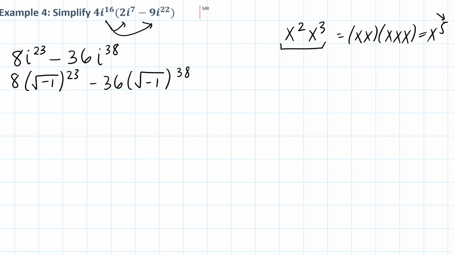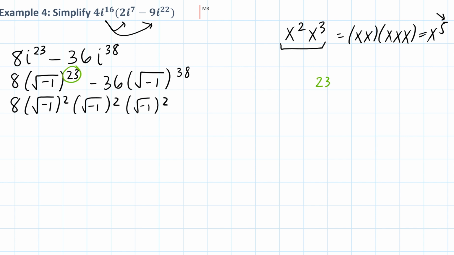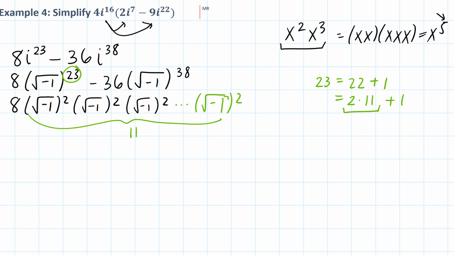Well, the square root of negative 1 was easy to deal with when we had pairs. So we can think about this as 8 times the square root of negative 1 squared times the square root of negative 1 squared times the square root of negative 1 squared. Okay, I'm thinking about this number 23. 23 is 22 plus 1, and that's helpful to think of 11 pairs with 1 left over, right? 23 is odd, so that's why you get that 1 left over. So if we keep multiplying, here would be my 11 pairs, right?